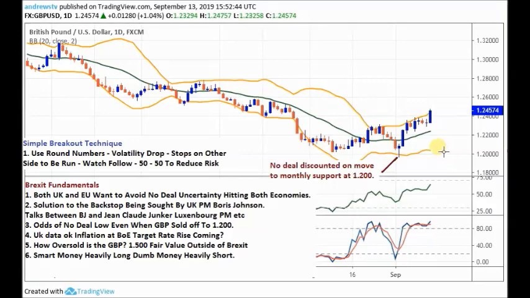Now, in terms of what we do like is we will normally do breakouts through round numbers. Round numbers are very important. I keep saying this because there's a lot of order flow around them. Okay, what we like also is when you get a volatility drop. It's only for 3 candles here before the breakout. When volatility drops, you very often get a big move come after, and the volatility turns to high.